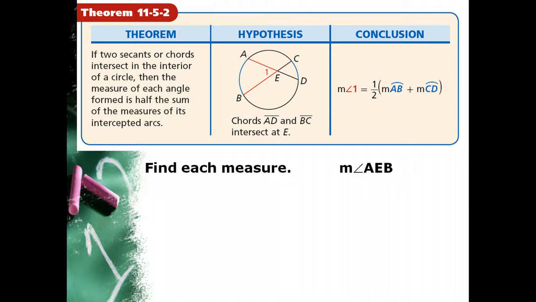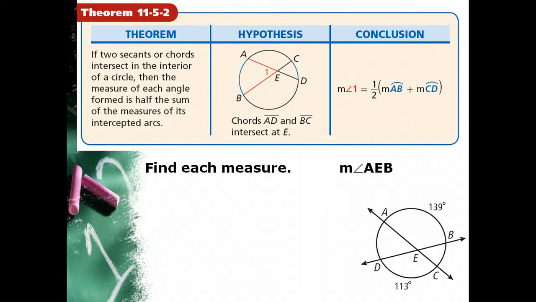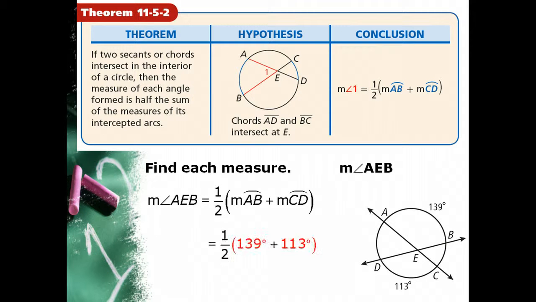Let's look at an example. Here we have our picture, and we want to find the measure of angle AEB. And that's equal to 1/2 of the measure of AB plus CD. So we plug in the 139 and 113, add them together, and divide by 2, and we get 126 degrees.